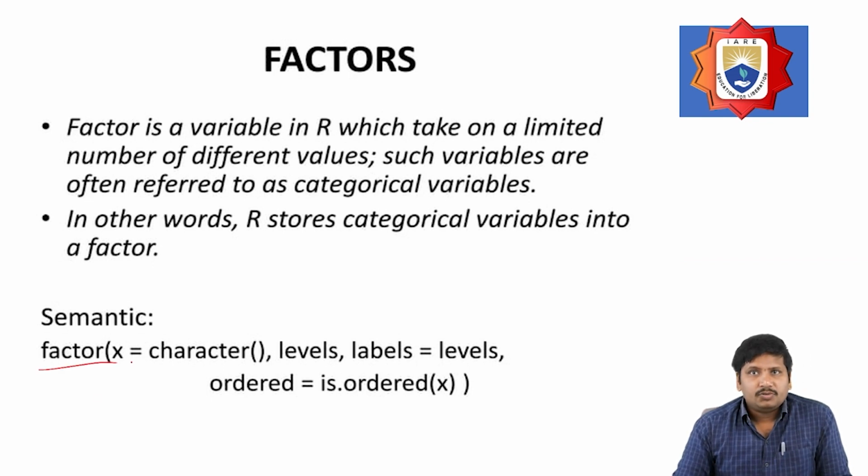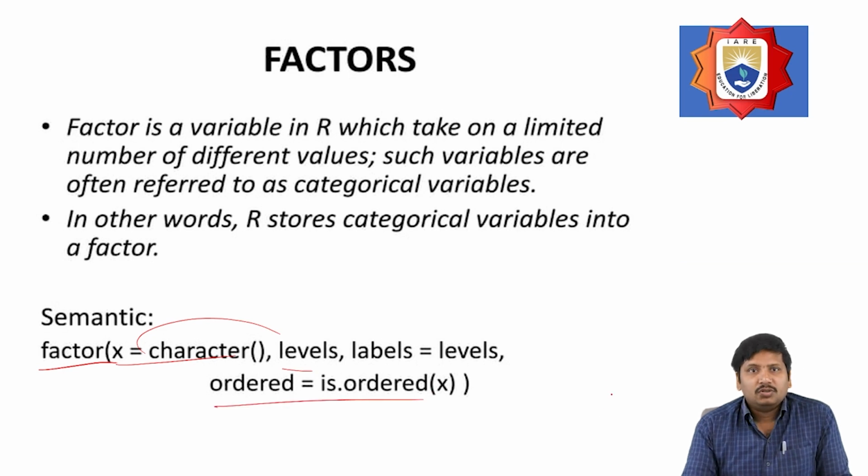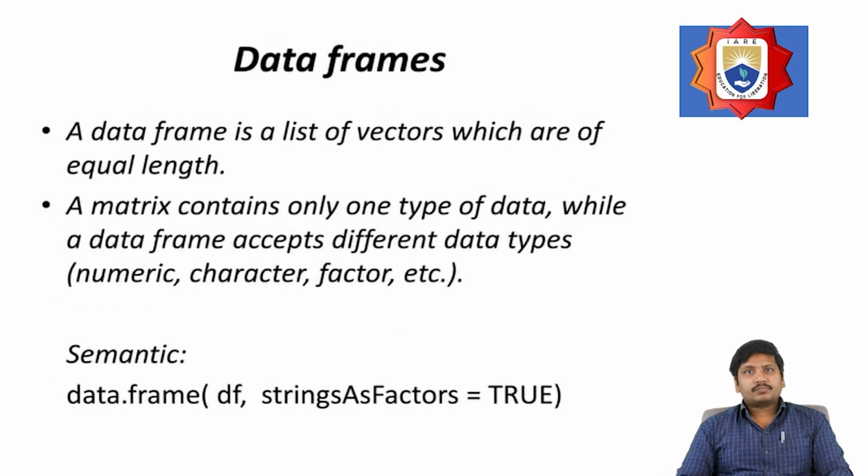A factor is a variable which can take a limited number of different values. Such variables are often referred to as categorical values. Suppose x is equal to factor of a character vector, with labels and order specified. This is the syntax for creating the factor.